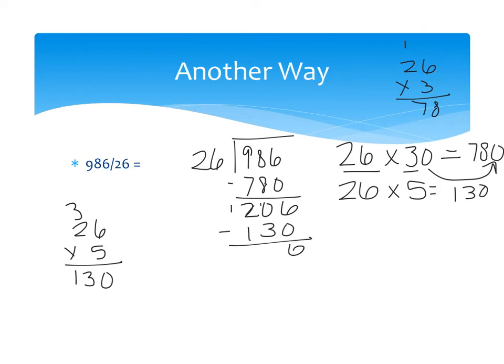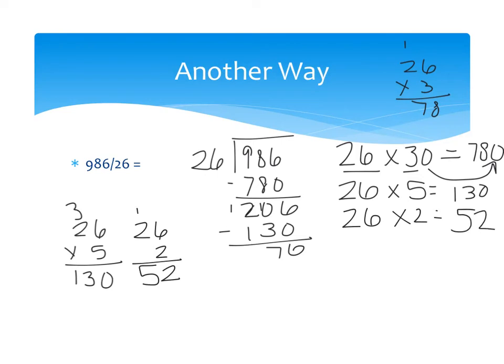That leaves 76. Now, I know 26 times 3 is 78 because I already did that over here. That's why it's good to not erase your work sometimes so you can work smarter, not harder. So I know I'm going to have to go 26 times 2. Let's see what that is. 6 times 2 is 12. 2 times 2 is 4, plus 1 is 5. That's 52. Subtract 52. 24. I know I can stop there because 24 is smaller than my divisor of 26. So that's going to be my remainder.